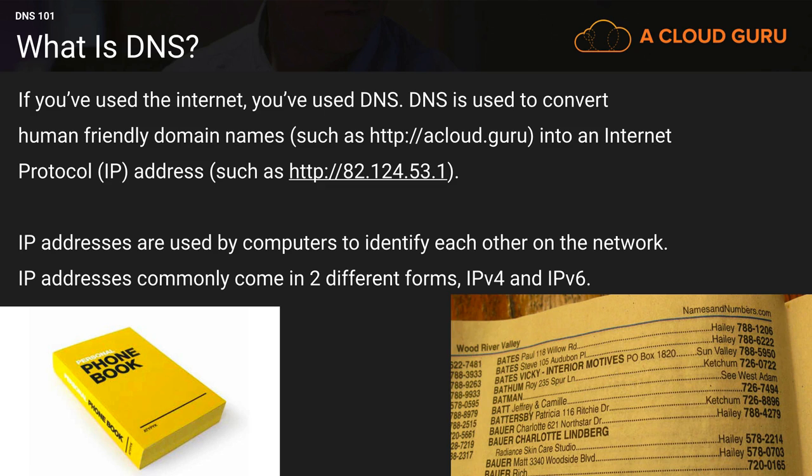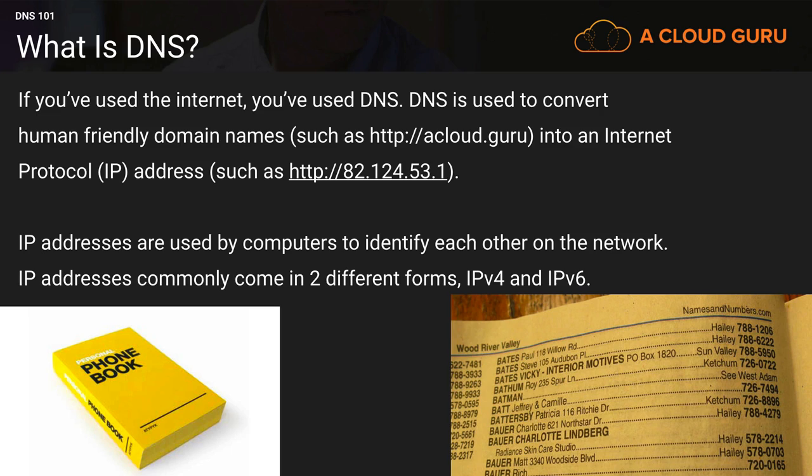So what is DNS? Well, if you've used the internet, you've used DNS. DNS is used to convert human-friendly domain names, such as acloud.guru, into an internet protocol address, such as 82.124.53.1. And IP addresses are used by computers to identify each other on the network, and IP addresses commonly come in two different types, IPv4 and IPv6.